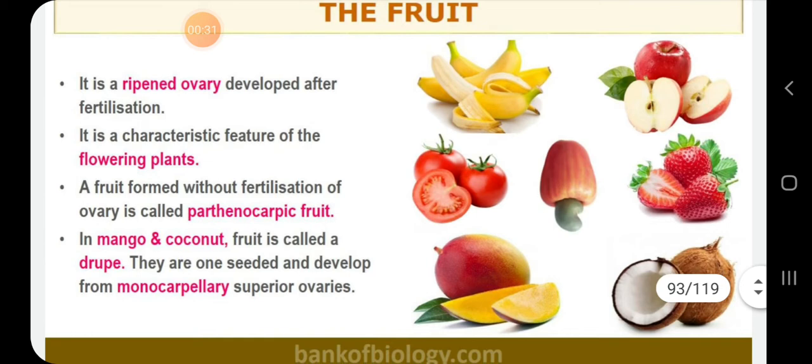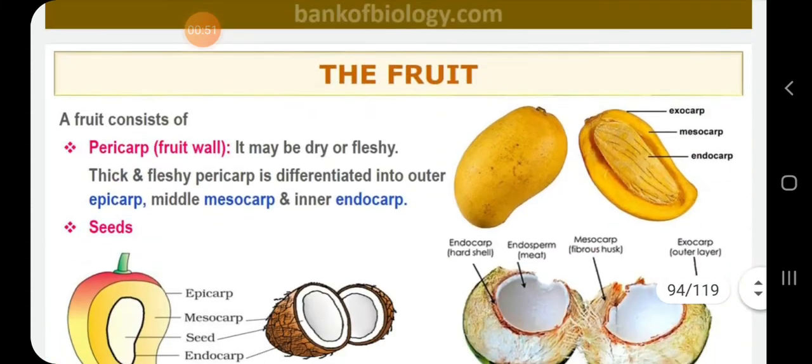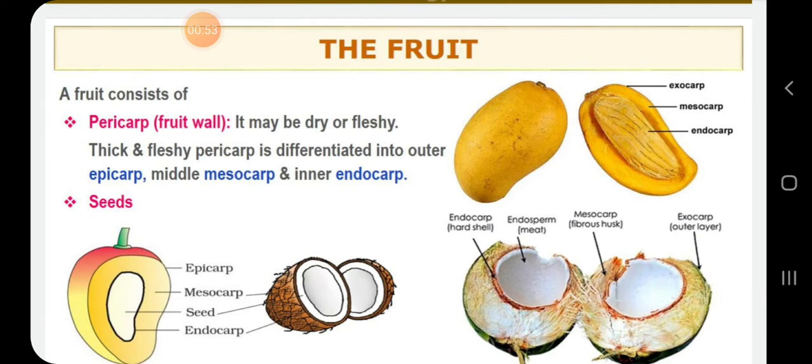normal true fruit, but if it is formed without fertilization it is called parthenocarpic fruit. In mango and coconut, the fruit is called a drupe because it is a true fruit and one seeded, and developed from monocarpellary, single carpel, superior ovaries. The fruit consists of three parts.